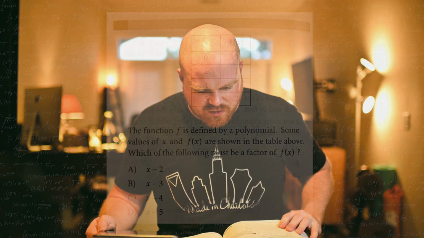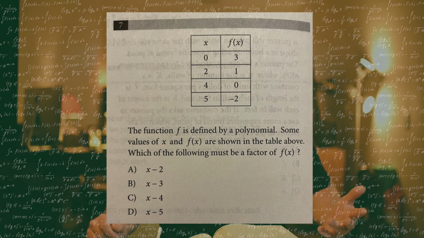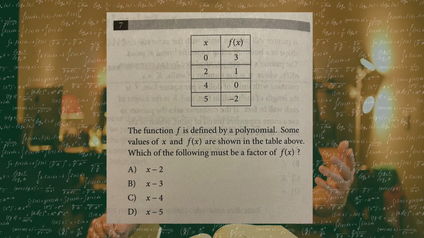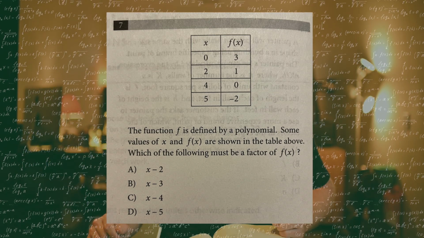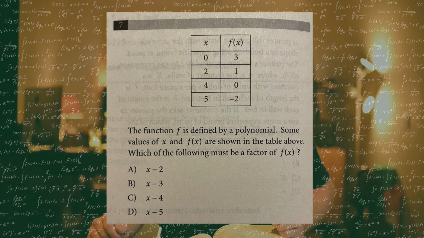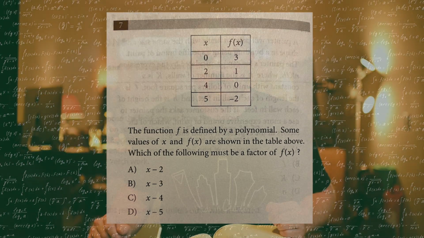Number 7, we have a table, and they tell us it's a polynomial function. They've got some x, y in the top, and we've got the question, which of the following must be a factor of f of x? What does that mean, a factor of f of x? What could we also say? What word could we reasonably substitute in there?